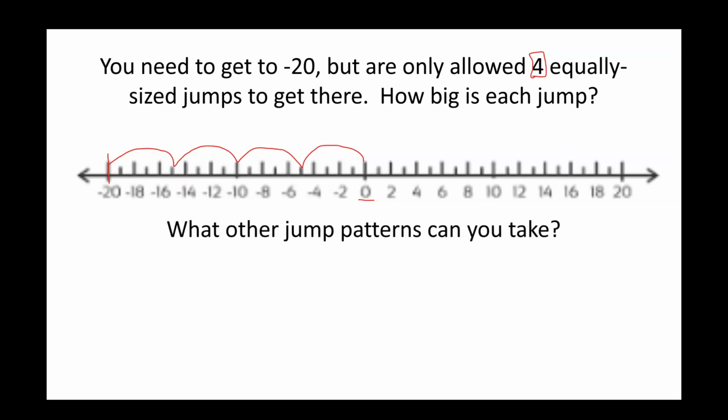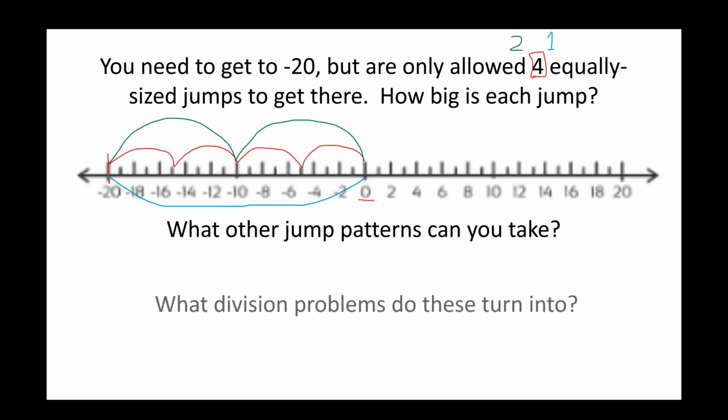What other jump patterns can we use? What if we were only allowed 2 equally sized jumps? That would take us from 0 to -10 and from -10 to -20. So each jump is worth -10 steps. If we're only allowed 1 jump, it's 1 jump from 0 to -20, covering a distance of -20 steps.